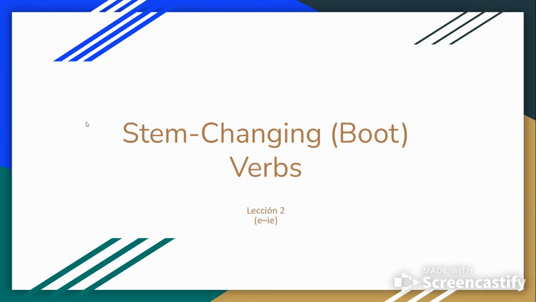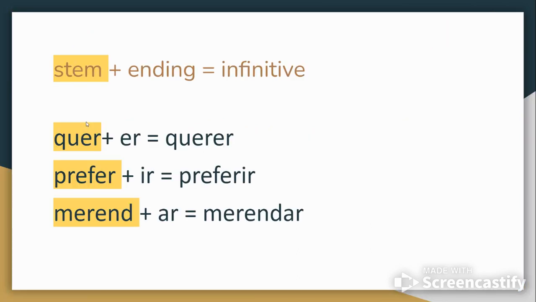Today's lesson is about boot verbs that have an E to IE change. As a reminder, boot verbs are stem changing verbs. What's a stem? A stem is all the part of the infinitive that doesn't involve the AR, ER, or IR. So for querer, you've got quer as your stem. For preferir, you've got prefer as your stem. For merendar, you have merend as your stem. All of these are going to have an E to IE stem change.